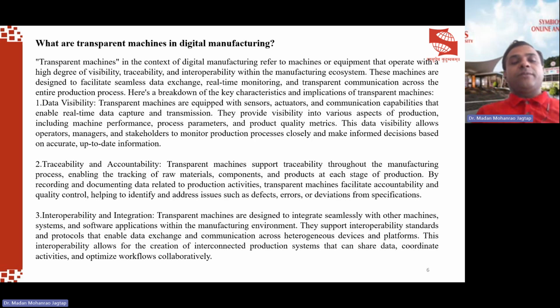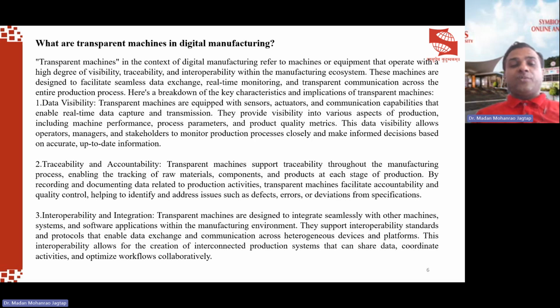Then there is interoperability and integration. Transparent machines are designed to integrate seamlessly with other machines, systems, and software applications within the manufacturing environment. They support interoperability standards and protocols that enable data exchange and communication across heterogeneous devices and platforms. Let us say there is a CNC machine and there is a robot. They can communicate with each other, so that is the interoperability, and they are integrated with each other. When the CNC machine completes its operation, the robot will come and collect that particular product.